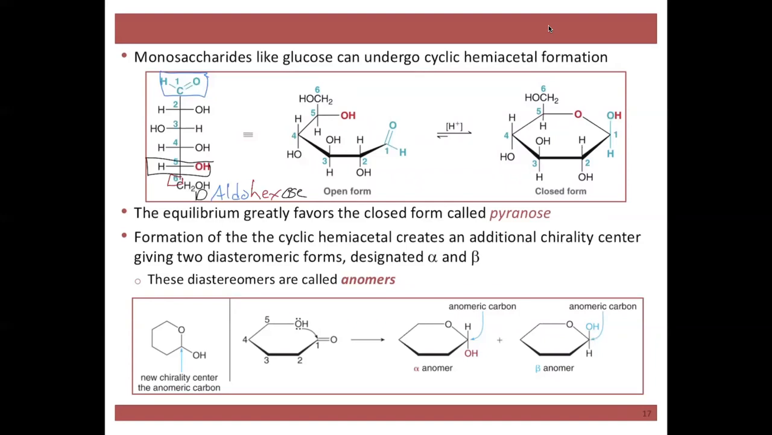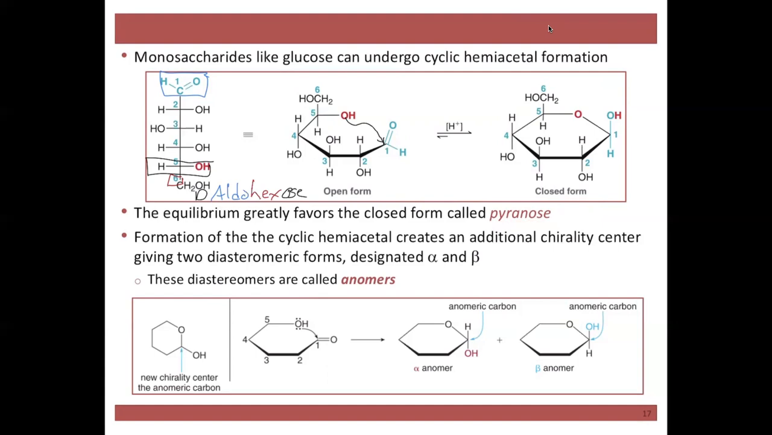Now in nature, in our bodies, they tend not to exist in this open chain form. They tend to exist in this closed chain form. And so what we're going to do is revisit the hemiacetal chemistry. Essentially, we're just going to have this hydroxyl attack that carbonyl there, and we get a closed form. Since it is a 6-membered ring, it is referred to as a pyranose. So this is a pyranose.